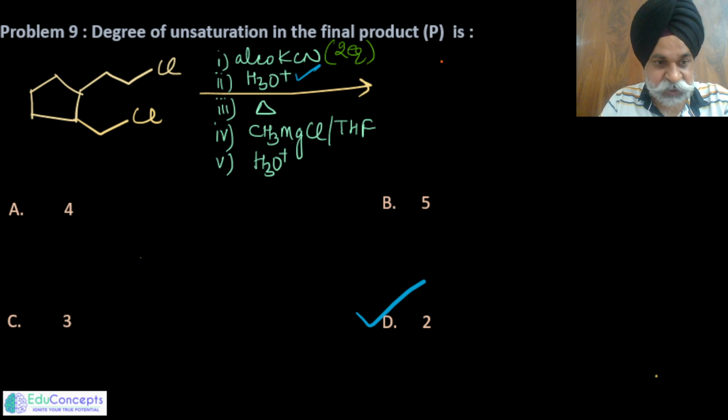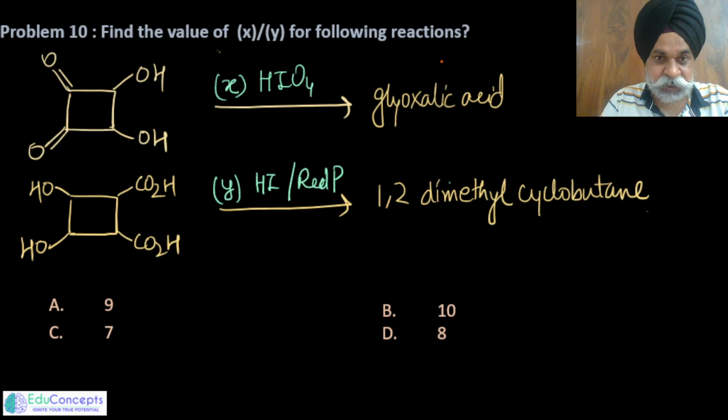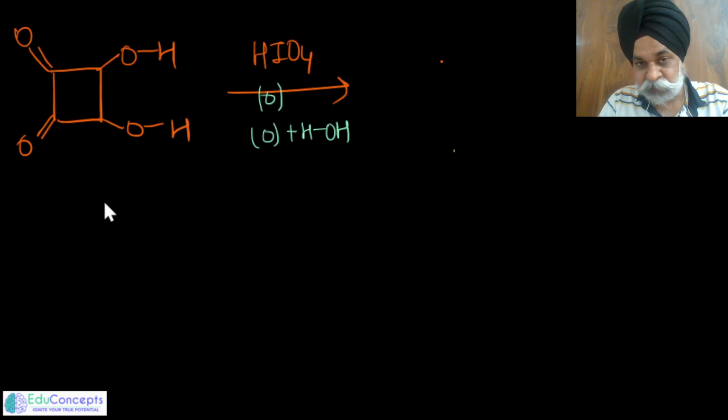And last but not the least, we have reached the 9th question, and now the last question. Find the value of X upon Y in the following reaction. So this again is a very beautiful question. Malaprade oxidation, the oxidation which we do with HIO4. In this particular discussion I made a video just last week, or 2-3 days back, just refer to that one also.